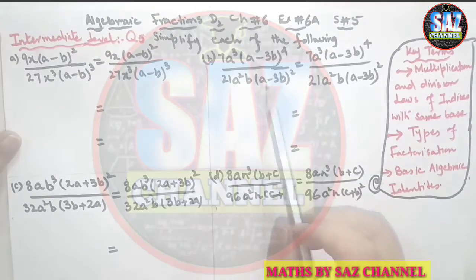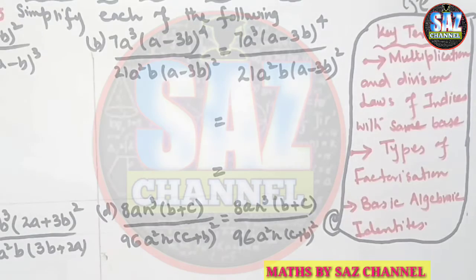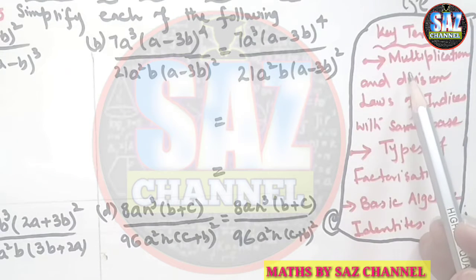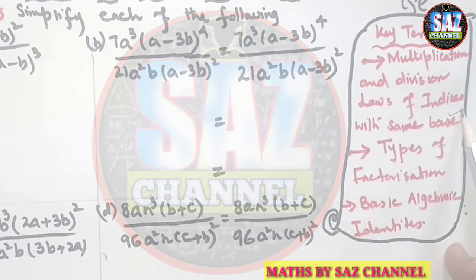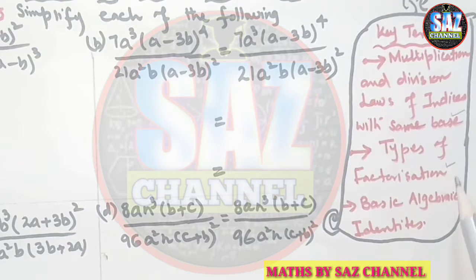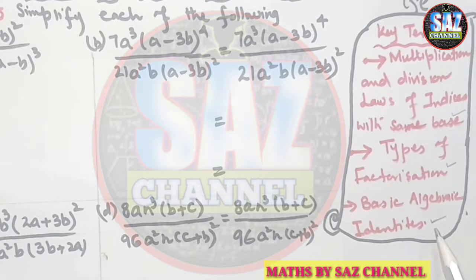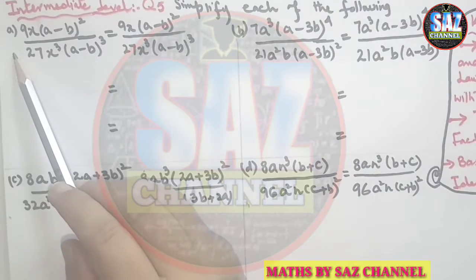Before going to the lesson, there are some key terms that we should understand. We should have a good hold on multiplication and division law of indices with same bases, types of factorization and basic algebraic identities, and integration of this lesson with the previous lesson for a better and clearer understanding. Let's move to the first part of the question.